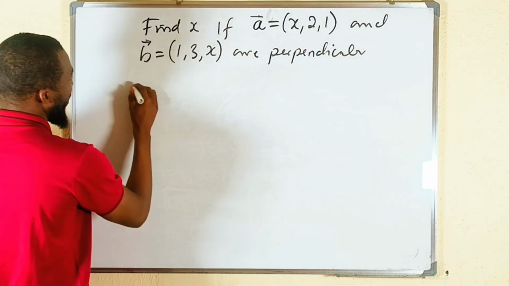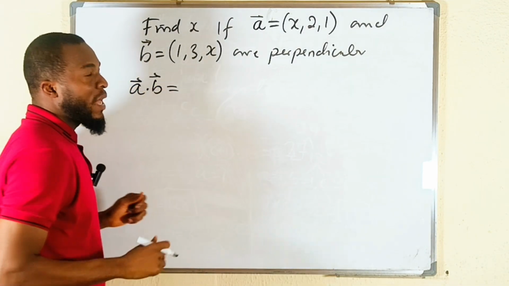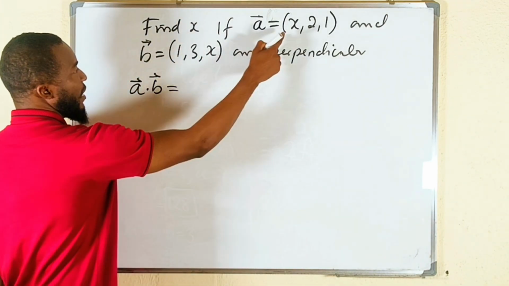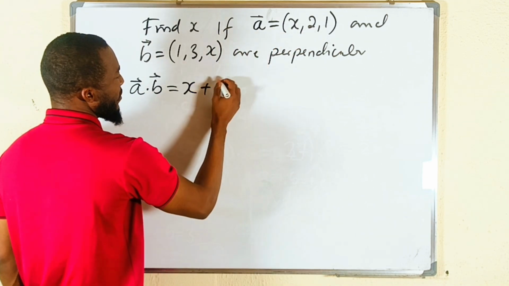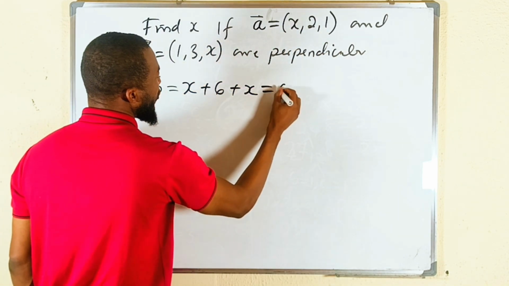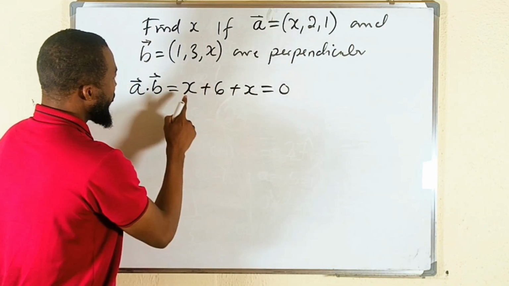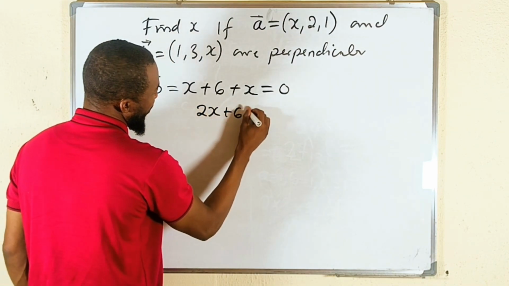So to find A dot B, you need to add the product of their corresponding components, right? X times 1 is x, 2 times 3 is 6, 1 times x is x, and this must be equal to 0 provided they are perpendicular. So you can see that x plus x will give us 2x plus 6 equal to 0.